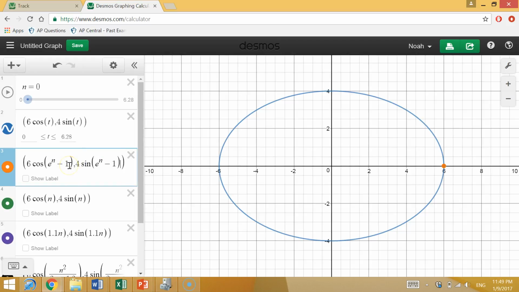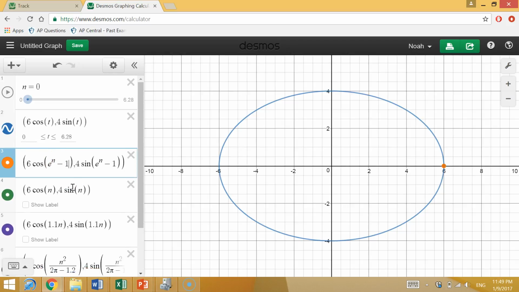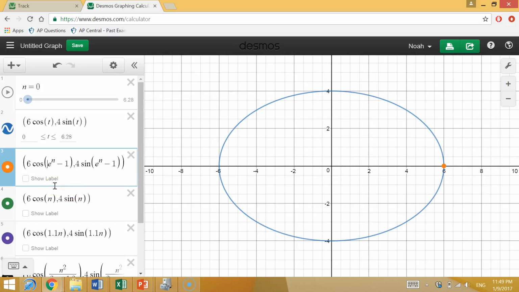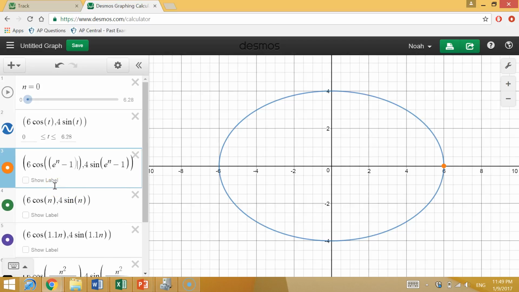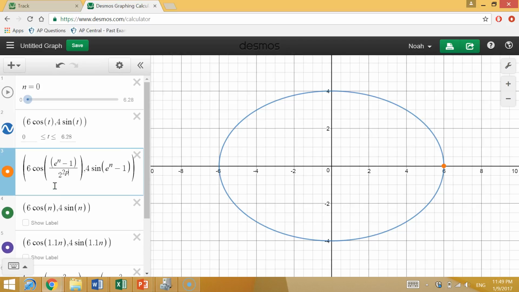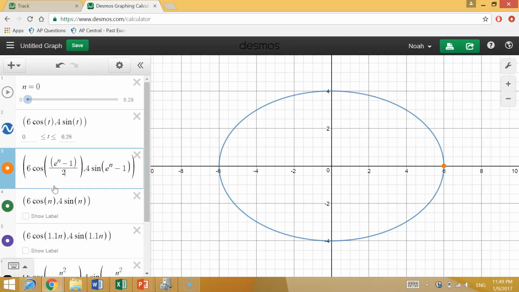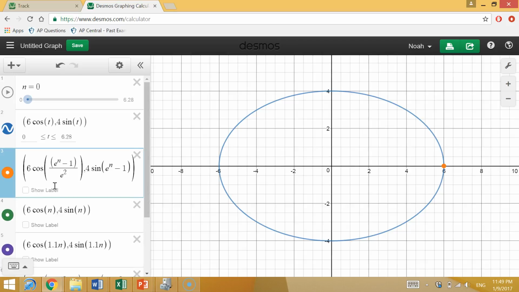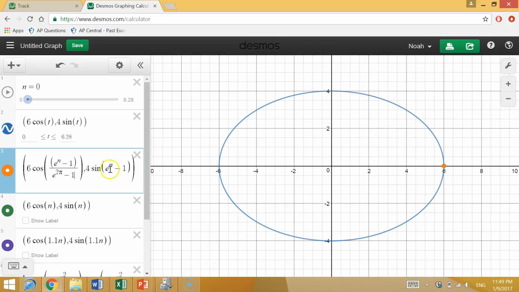This one is a little bit more tricky. Think about it this way. When n is 2 pi, I want the value of the inside here to be 2 pi. So for e to the 2 pi minus 1, what I'm going to do is kind of cheating, but not really. I'm just going to divide it. So let's do this, and we're going to divide it by e to the 2 pi minus 1. I'm going to do that on both of them.